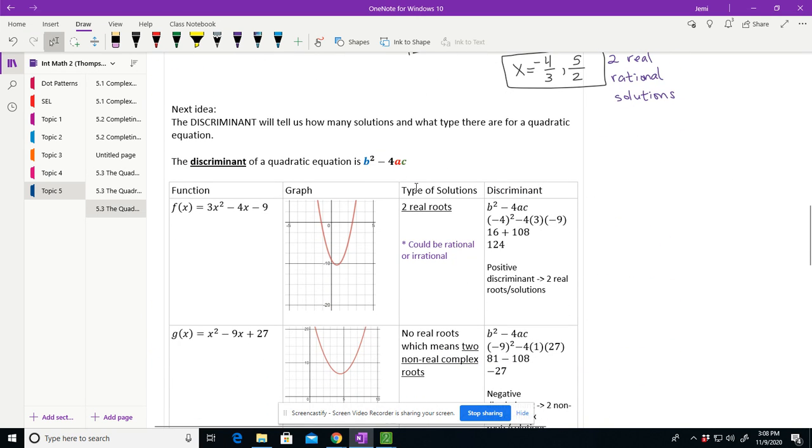Okay, so I'm going to come back here and I'm going to make a note. This is the radicand of the quadratic formula. And it is completely responsible for the type of solutions that I have.